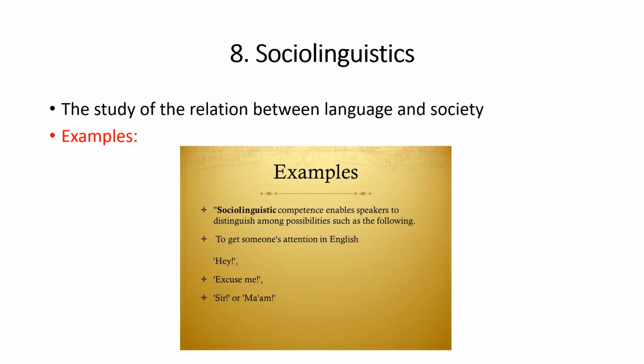Sociolinguistics, the study of the relation between language and society. Examples: sociolinguistic competence enables speakers to distinguish among possibilities such as the following, to get someone's attention in English: hey, excuse me, sir, or ma'am.